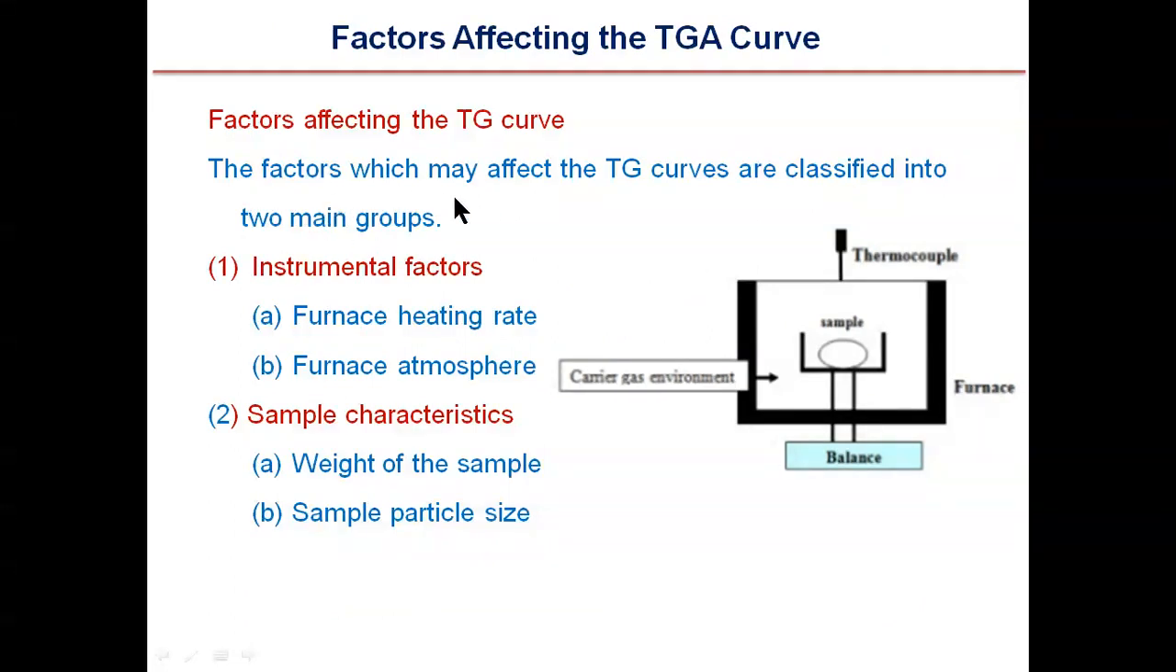Here there are two factors. One is the instrumental factor and the other is the sample characteristics which are affecting the TGA curve. In the instrumental factors, again there are two factors: one is the furnace heating rate and the other is the furnace atmosphere. In the sample characteristics, we have again two: one is the weight of the sample, and next is the sample size or particle size, which is also affecting the TGA curve. We already discussed the simple ray diagram of the TGA instrument, where we have a furnace and all these things.